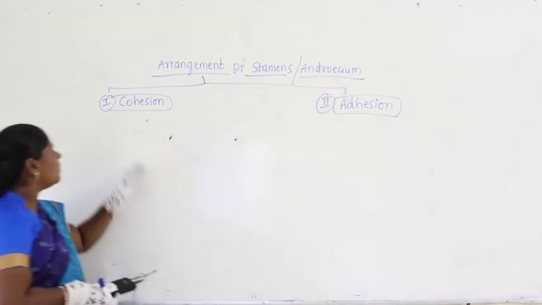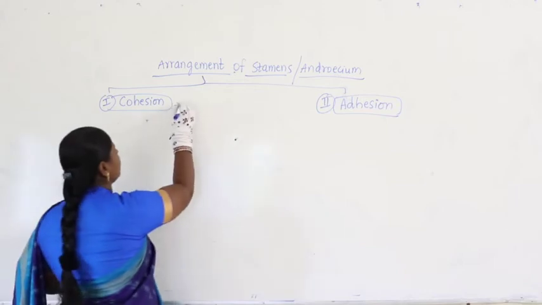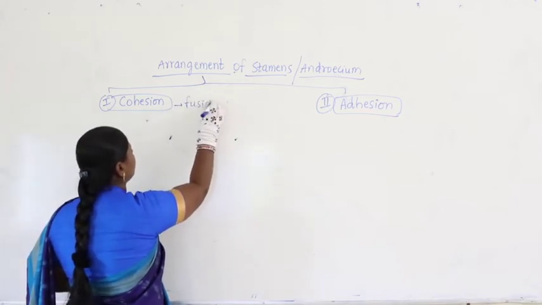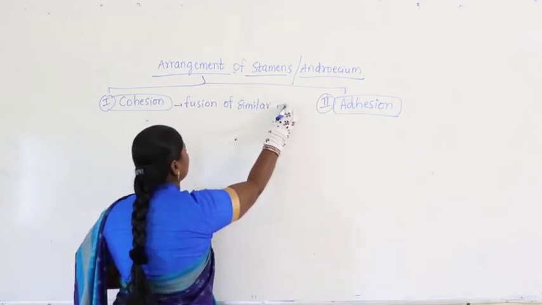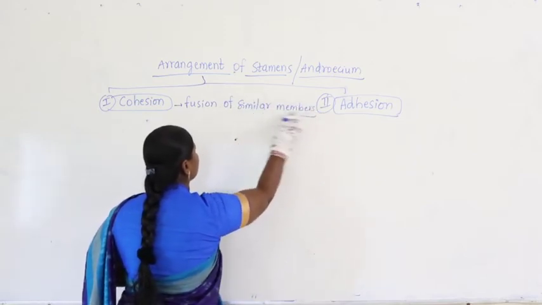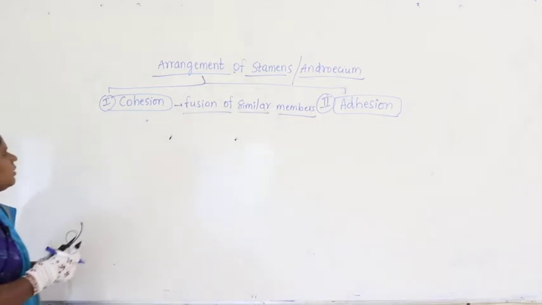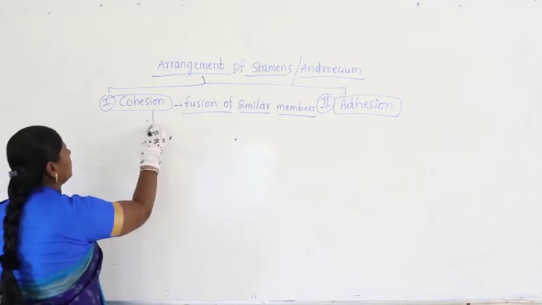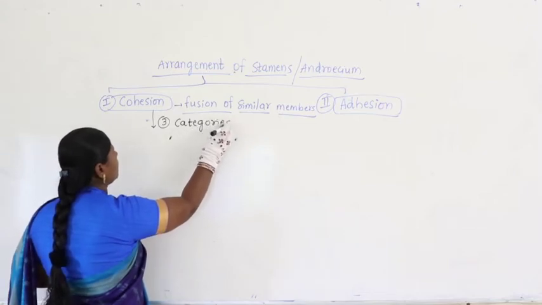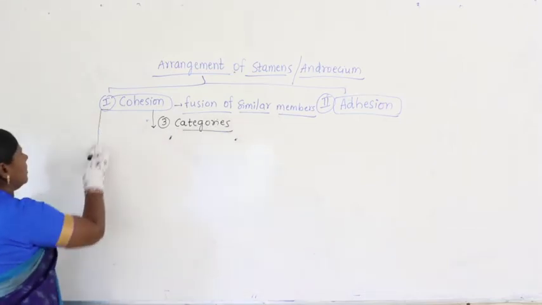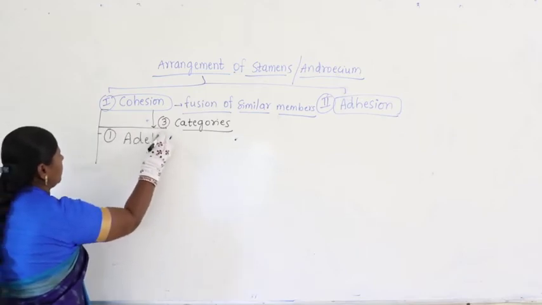Right. Now, what we studied in the last class, cohesion meaning what? Cohesion is nothing but fusion of similar members. So, we study here fusion of similar members. Now, this cohesion is further divided into three categories. What is the first category in this? Let us study. The first category under this is Adelphi.